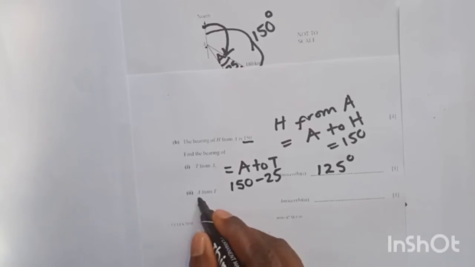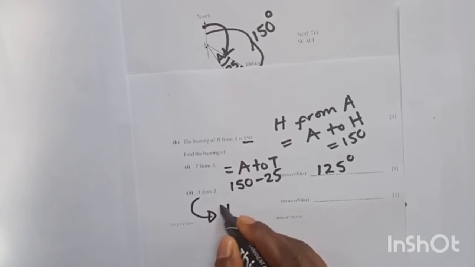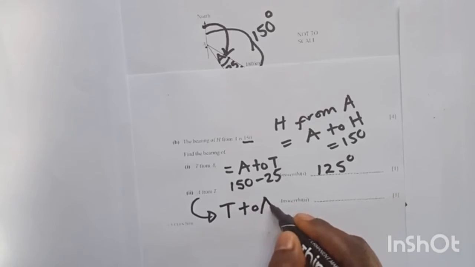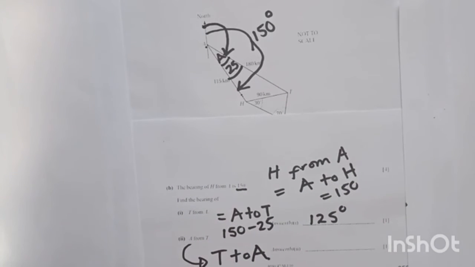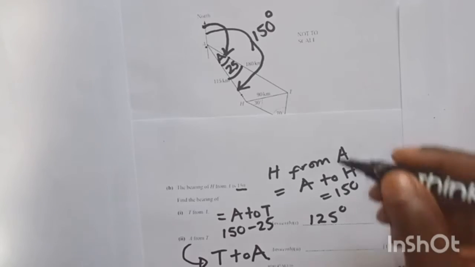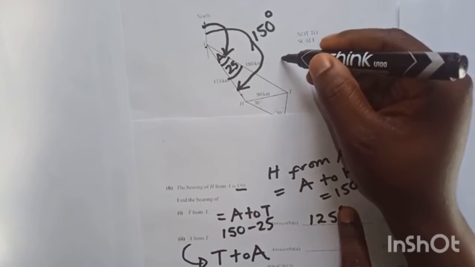Then part B2 reads, calculate the bearing of A from T, right? A from T is similar to T to A. So you identify the angle by measuring it from the North Pole of T, moving in a clockwise direction to touch the line connecting T and A. So sometimes examiners might not give you the North Pole of T. You have to draw the North Pole of T by yourself.